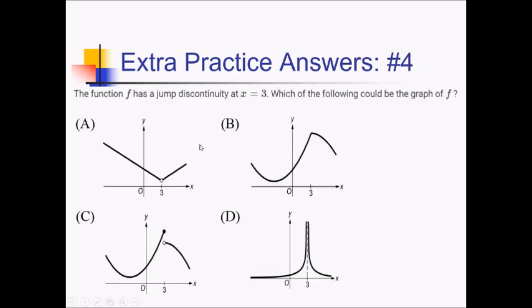For this problem, we're told that a function f has a jump discontinuity at 3. So which could be the graph of f? You basically have to know what a jump looks like. So choice A, that's a removable. Choice B isn't any kind of discontinuity.